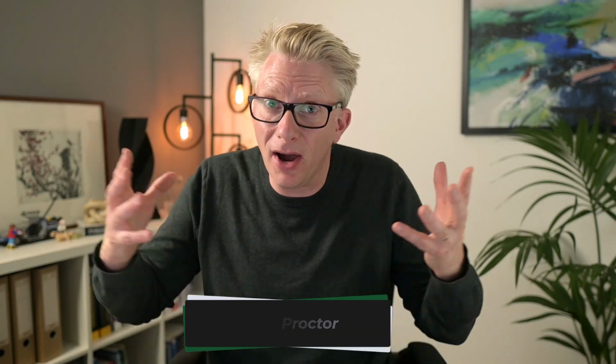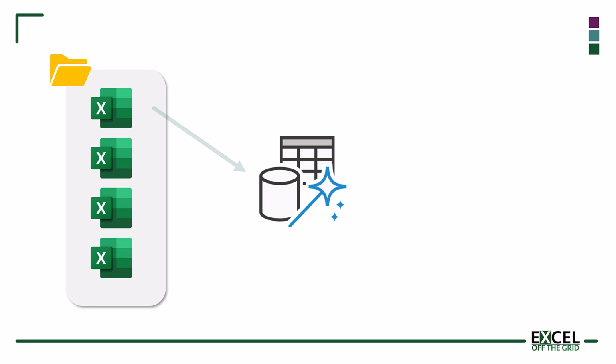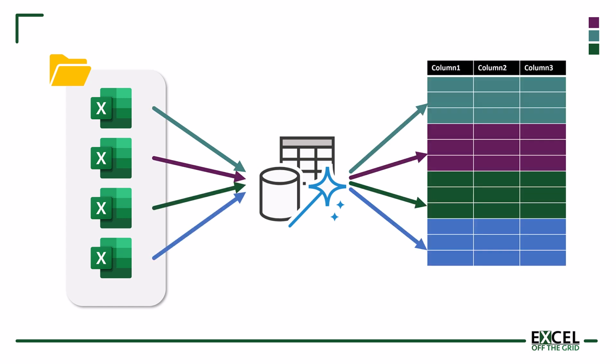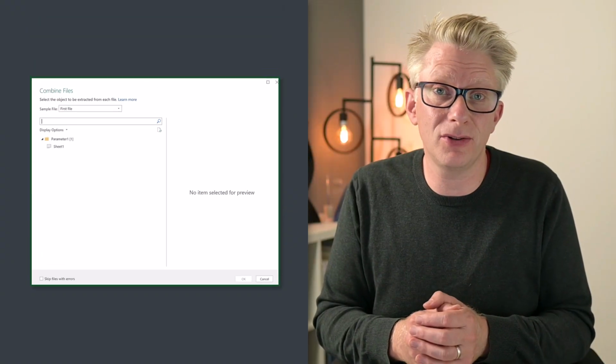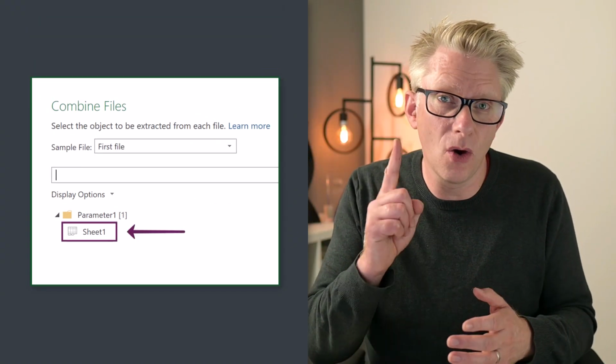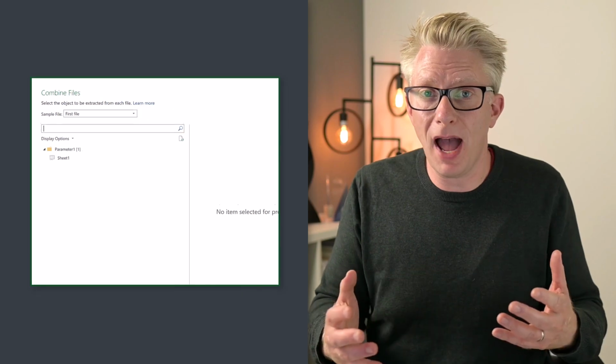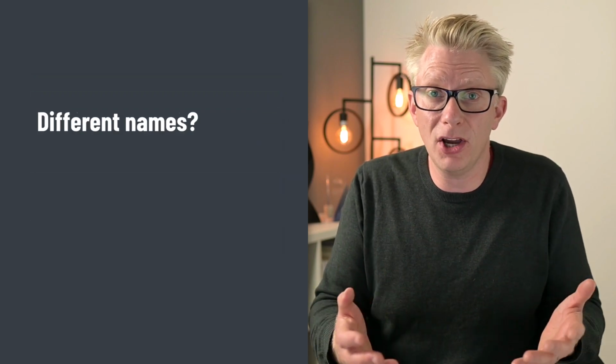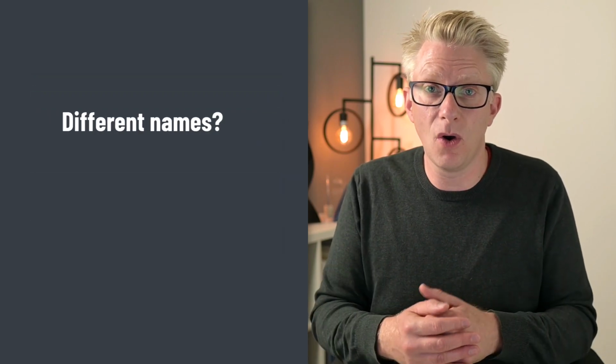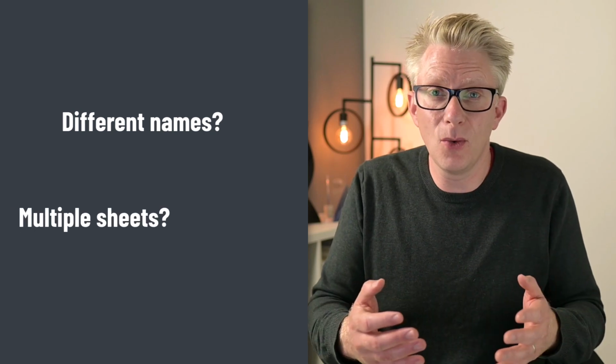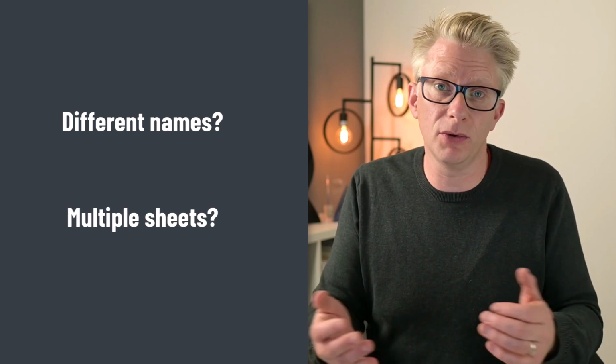Power Query has an awesome feature that lets us combine all of the Excel workbooks together in a folder and create one table containing all of that data. However, during the process, it only lets us select one worksheet name. So what happens if we have workbooks where the worksheets contain different names, or if we have workbooks where there's multiple worksheets that we want to combine?